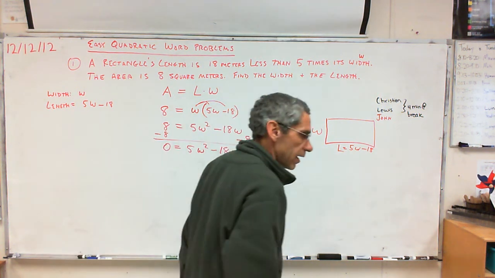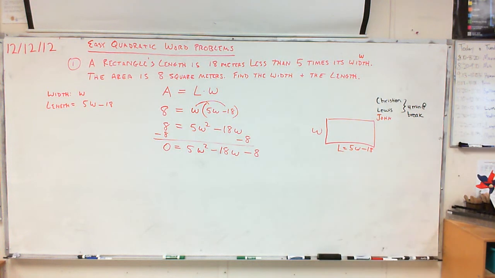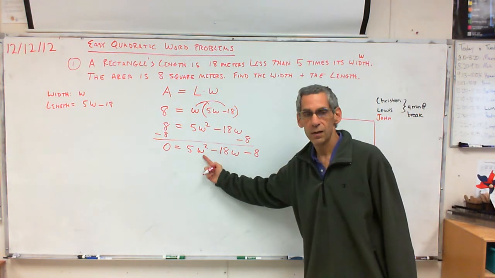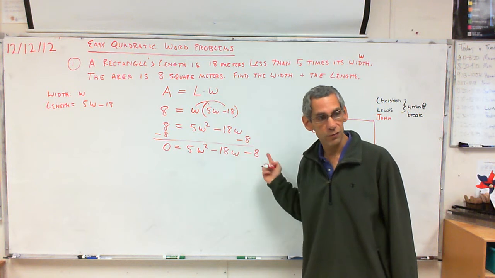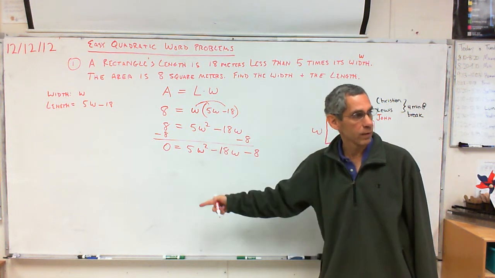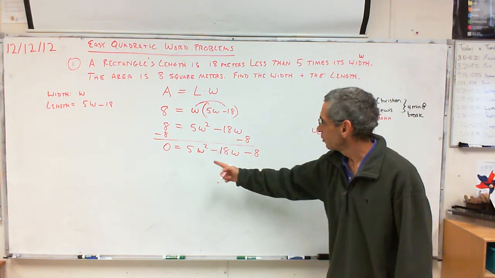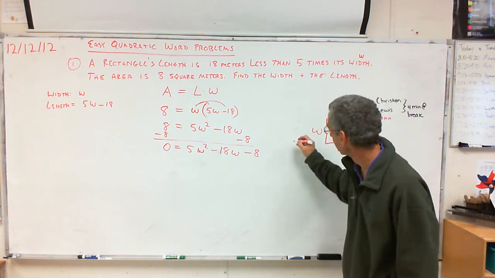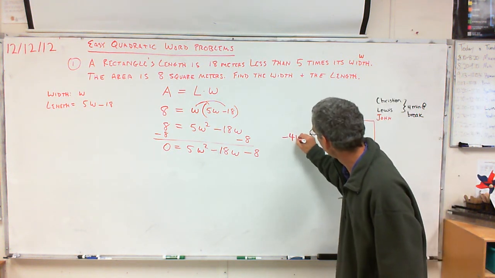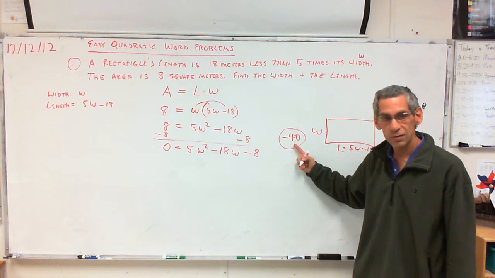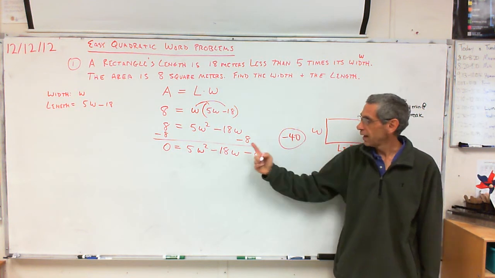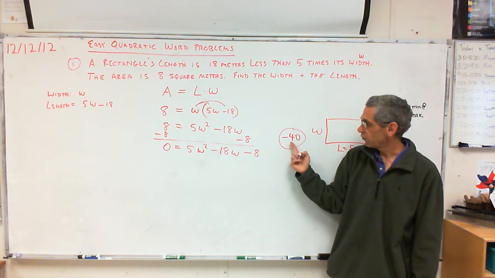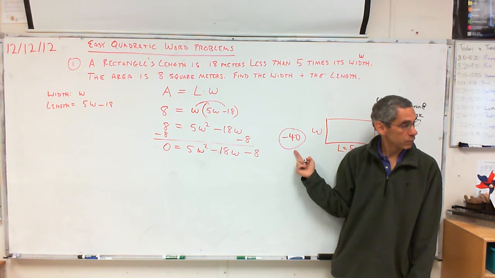All right, so now I have a quadratic trinomial. It does not have a 1 in front of the W squared. So therefore I'm going to use Gary's terrific trick. So 5 times negative 8 is negative 40. Negative 40, factors of negative 40 that add up to negative 18. Now remember, for it to be negative, one of them is positive, one of them is negative.